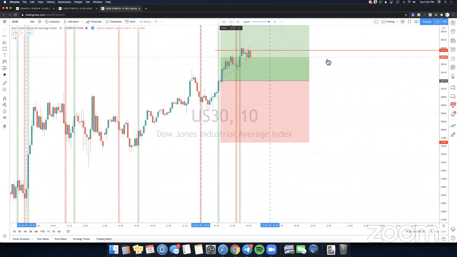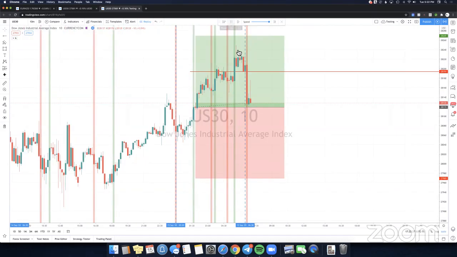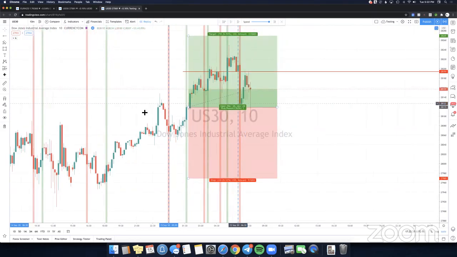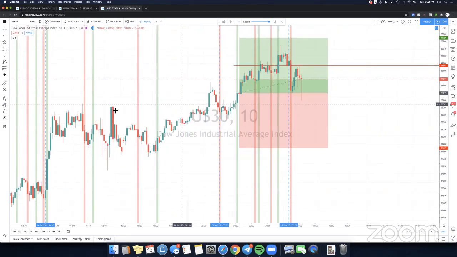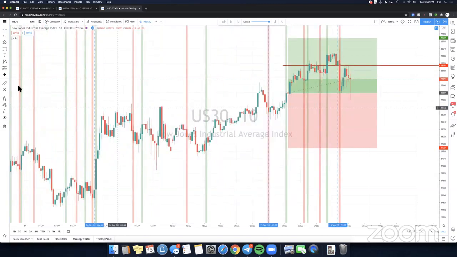Because this could happen right here. See, once we enter the US session, it ends up reversing. And that's just normally how the market moves. You can see right here from London session.